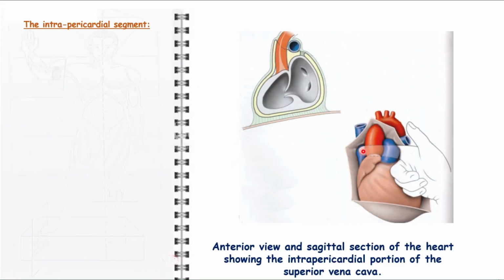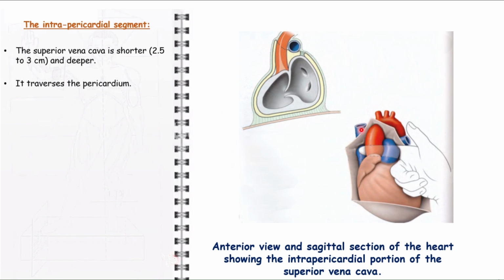In its intrapericardial segment, the superior vena cava is shorter, measuring from 2.5 cm to 3 cm, and also deeper. It traverses the pericardium.